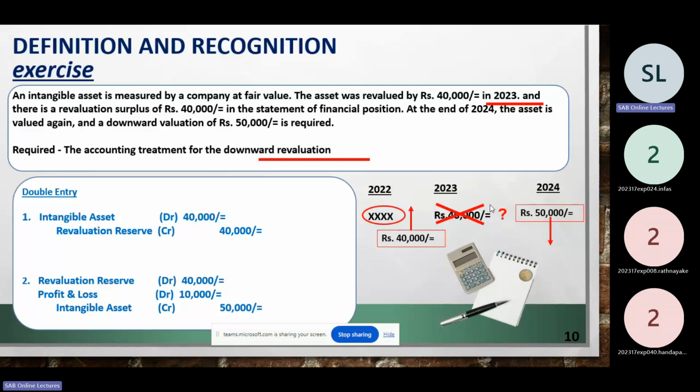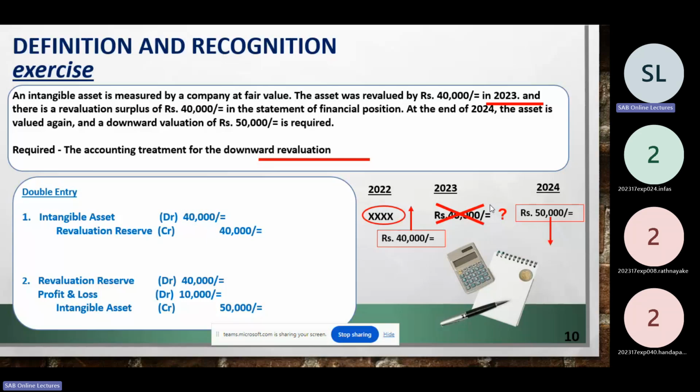So the accounting treatment. In 2023, there's a revaluation, but it doesn't say that the 2023 closing balance is 40,000. So there's a 40,000 revaluation. We don't know what the 2022 balance is either. Therefore we can identify the revaluation transaction: intangible assets increase by 40,000 and the revaluation reserve is credited with 40,000.